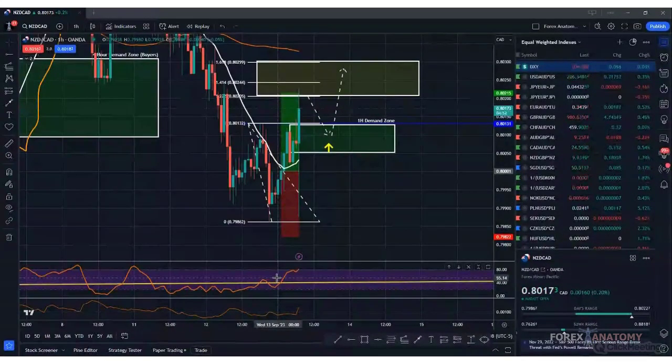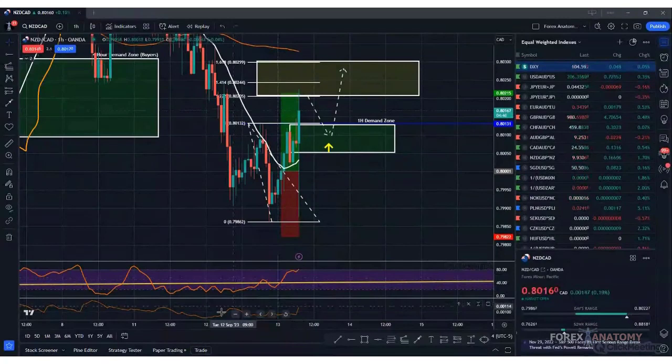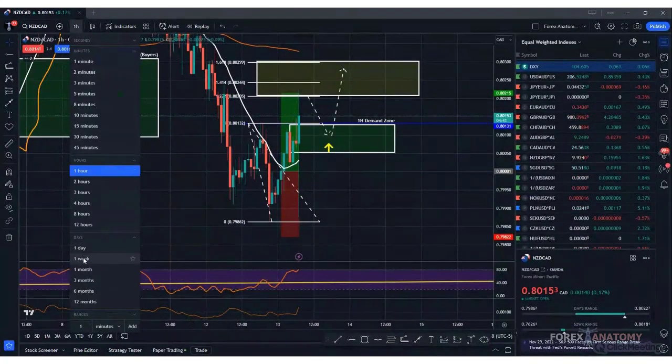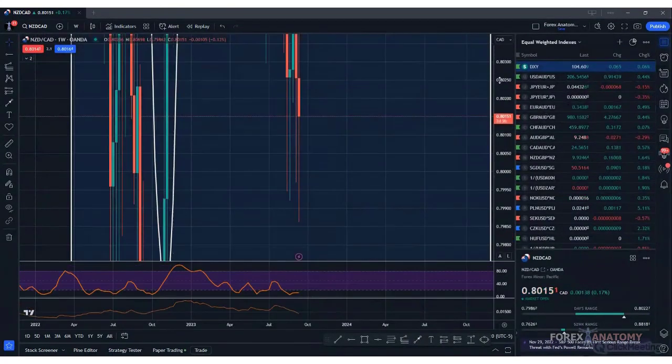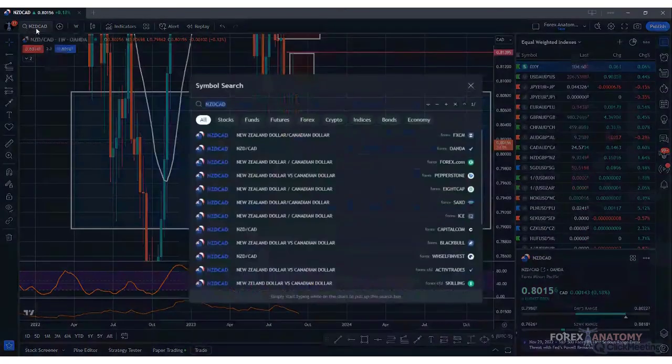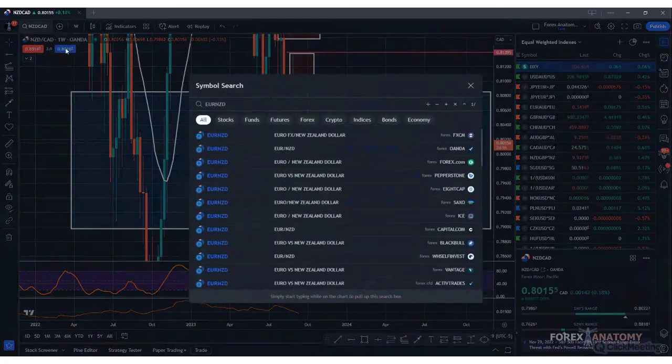All right. So let's do one more. Let's do Euro Kiwi, and I'm going to start on the weekly for that one. Then I'll get to the Nasdaq and the Dow in a little bit. I'm just going to try to get through this as quickly as I can. So then let's go to Euro Kiwi.